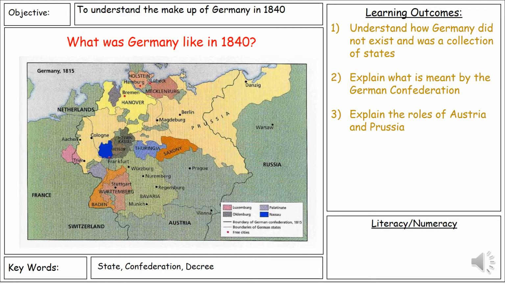Okay, hello and welcome to the first lesson on the unification of Germany. This lesson is part of Unit 1 and it looks at what Germany was like in the 1840s.